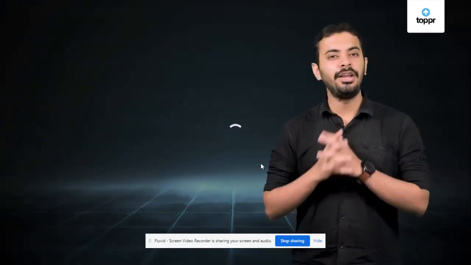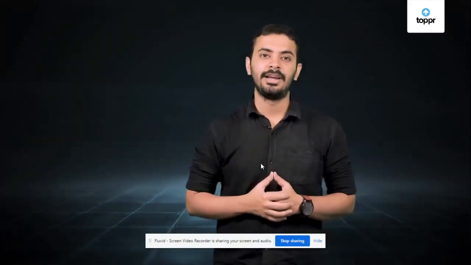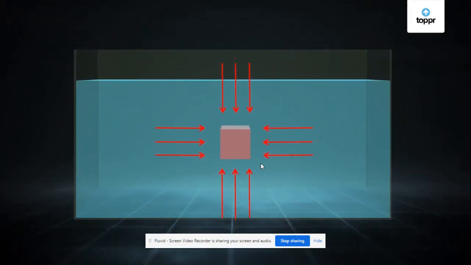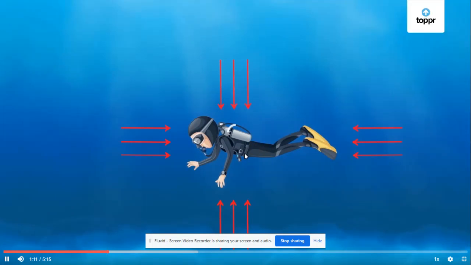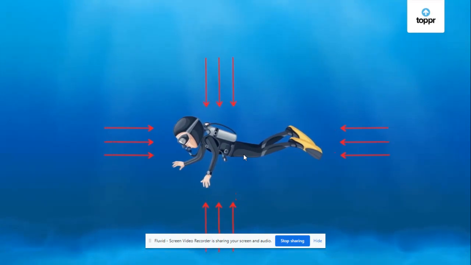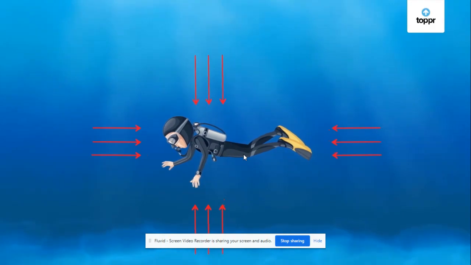We already know pressure is developed only when force is applied. What exactly is applying the force on an object placed inside water? Yes, it is water itself. When an object is placed inside water, the weight of the water above the object applies force on that object, which develops pressure on it. And we know if we go deeper into the water, the amount of water above us will increase, and with that the weight of the water will increase too. This is why we will experience more pressure.